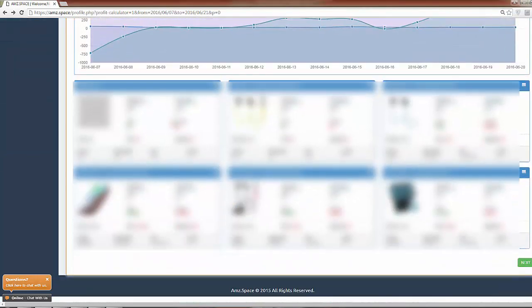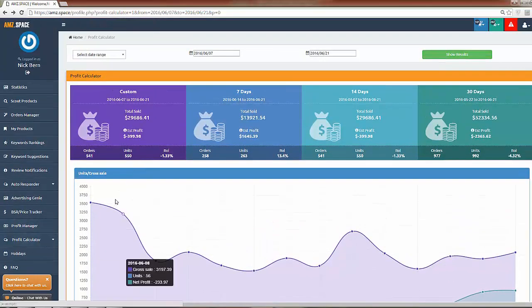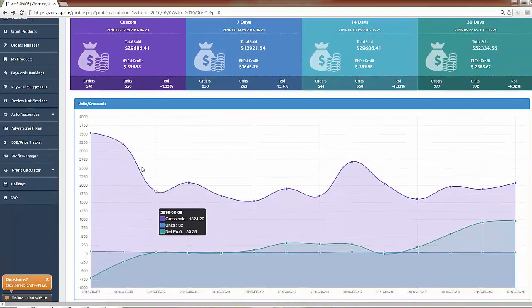Below this, we have a snapshot of units being sold on this account. Here we have 6 widgets. If we select next, we'll see the next 6 and the next 6, and so on. So for the sake of this video, let's take a look at an individual item and see how that differs.